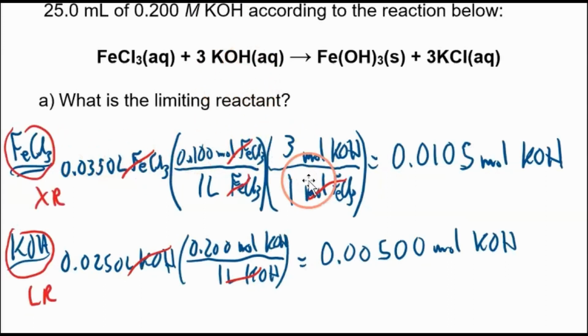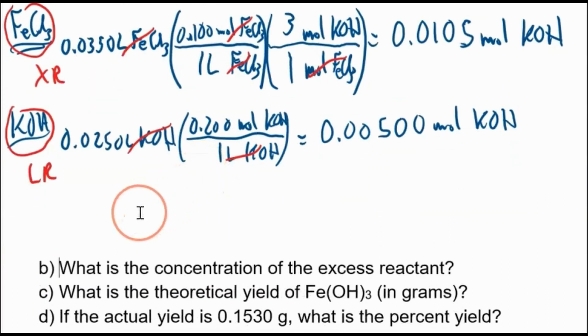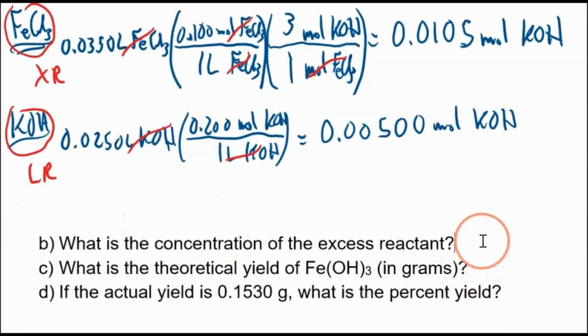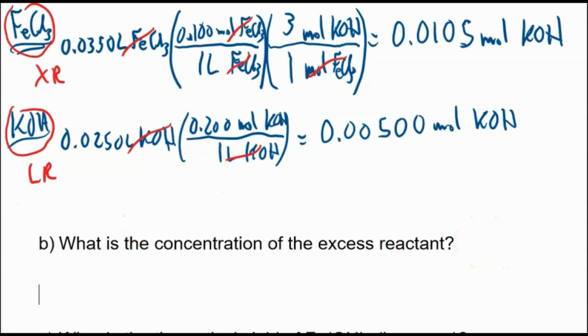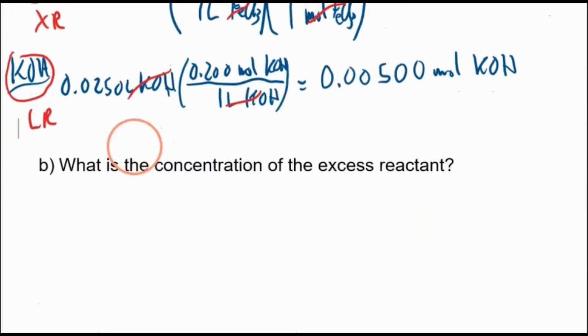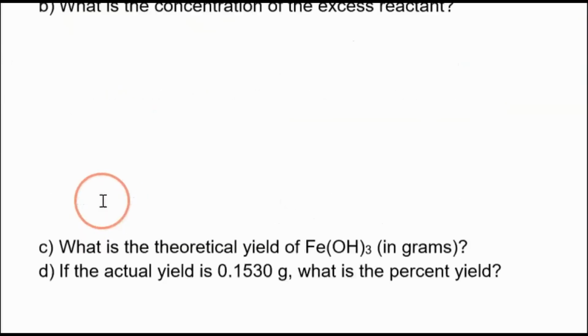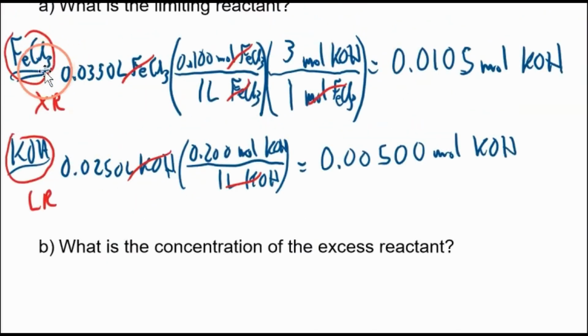This is our LR, and then this one has to be the excess reactant. So that's just another way to find out the limiting reactant. The limiting reactant is the one that produces the least amount of product. And to do that, you could also figure out which one doesn't get used up fully by looking at the reactants. Okay, so now what is the concentration of the excess reactant? So that must be after it reacts, of course. Sometimes they don't say these things, but that's what they are. Okay, all right, so the excess reactant is this one.